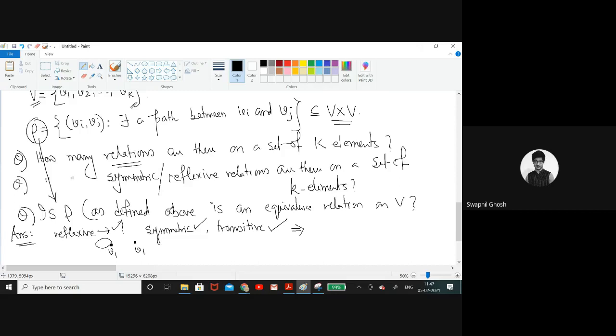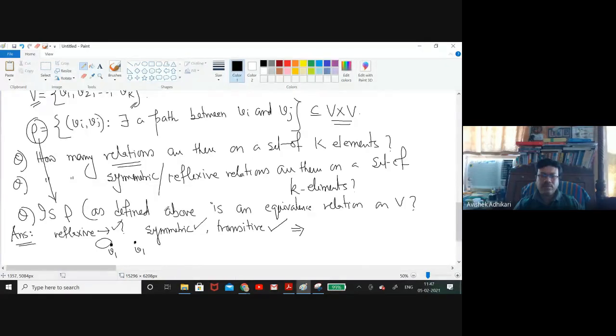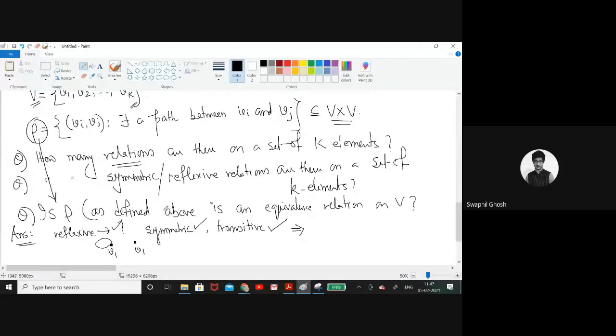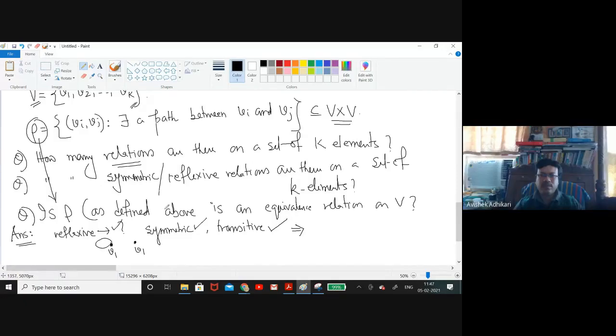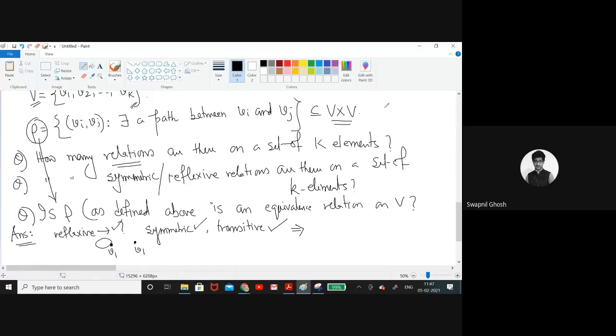Now the answer for the question: how many relations are there on a set of k elements? Sir, basically if V contains k elements, then V cross V will contain k square elements. Yes. Now what we have to do is find the number of subsets of V cross V. The number of subsets of V cross V is 2 to the power k square.